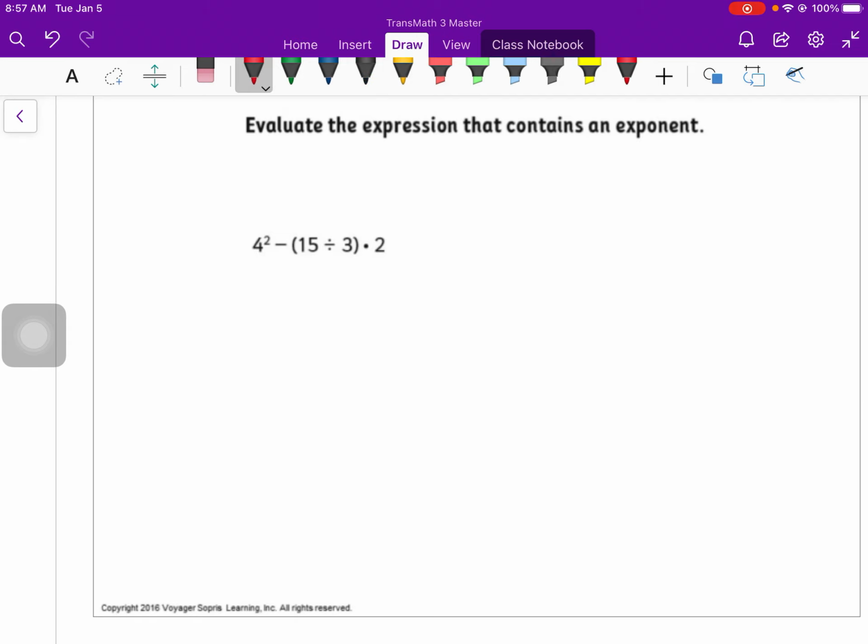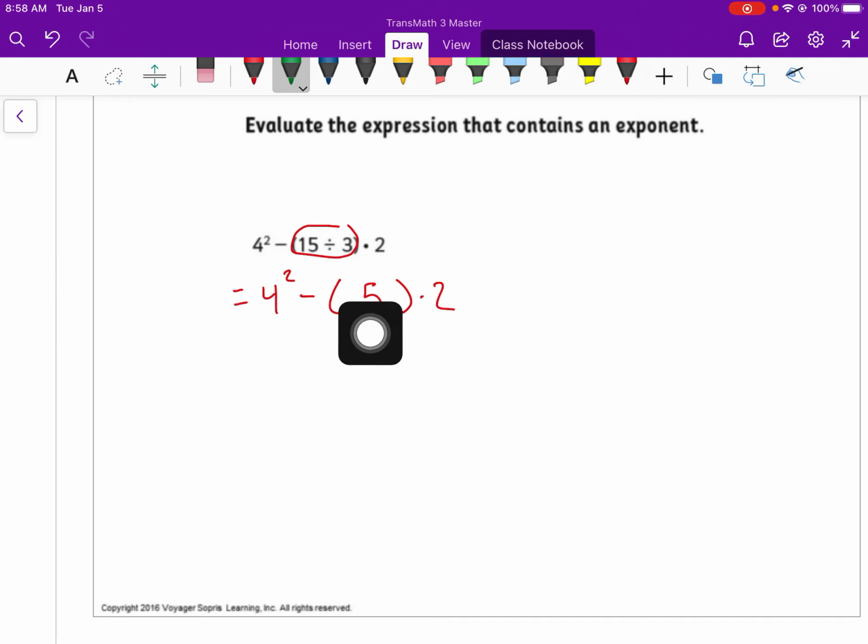All right, so for this one, first thing we ask ourselves, are there any parentheses? The answer is yes. So I write everything else exactly where it was, and then I do what's inside the parentheses. 15 divided by 3 is 5. Okay, next up, do I have any parentheses? These parentheses don't have anything happening inside of them, so I say no. I move on to exponents. Yes, there's exponents right there.